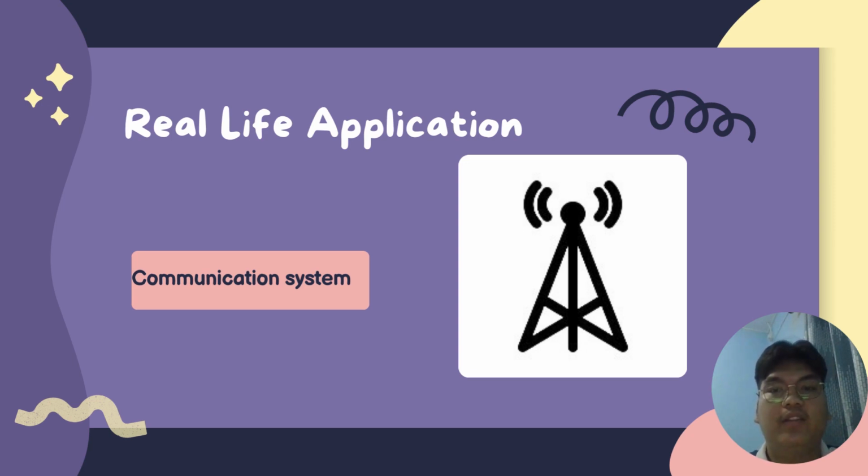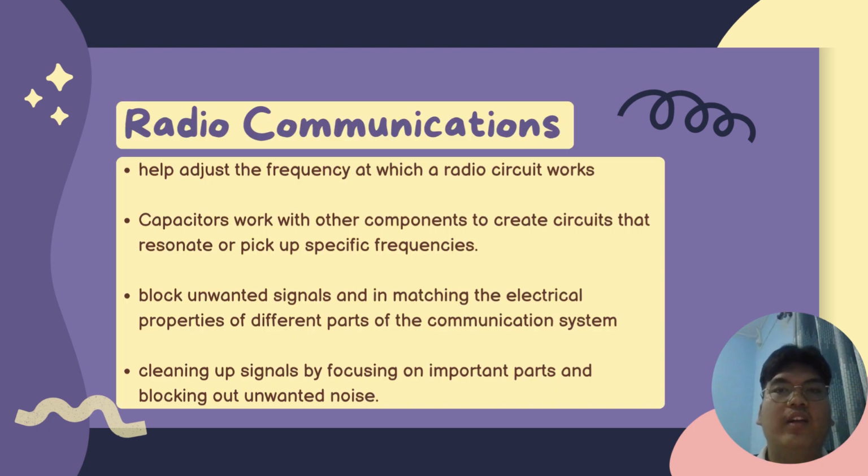For example, communication systems like radio communication. In communication systems, groups of capacitors are like helpers that make sure messages are clear and reliable. They act as filters, cleaning up signals by focusing on important parts and blocking out unwanted noise. These capacitors also help adjust the system to specific frequencies, much like tuning a radio to catch a particular station.